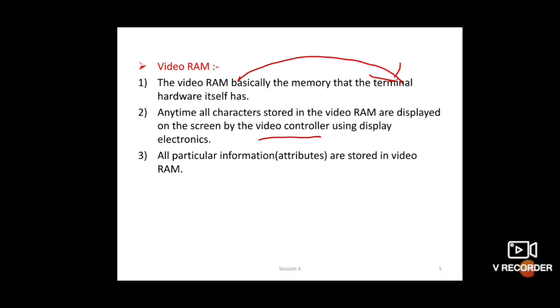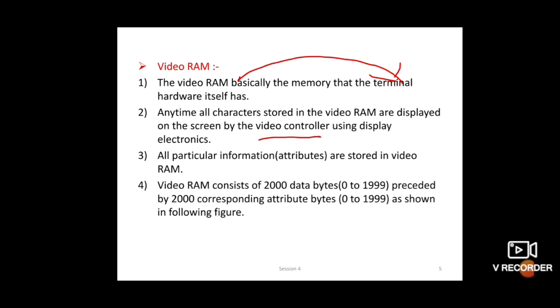Next, all particular information is stored in video RAM. All particular information, attributes. Now you know this word attribute. This word also comes in the HTML chapter. Particular information means how the image is displayed. Everything about the image: size, width, brightness, bold. Or take the example of text: how will that text be displayed? Bold, underline, italic, like this. Everything about the image is stored in video RAM.